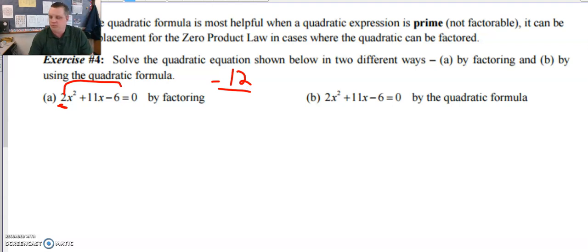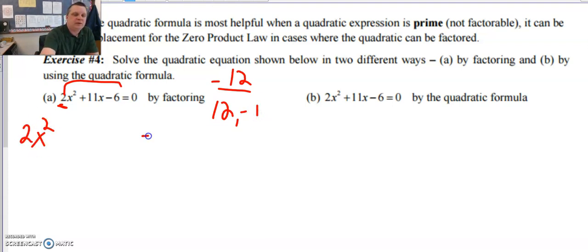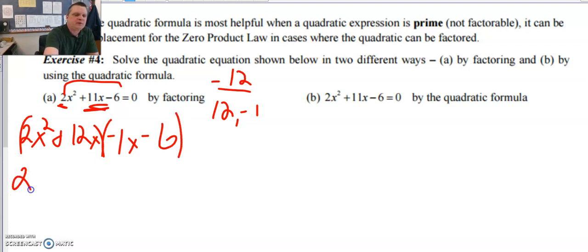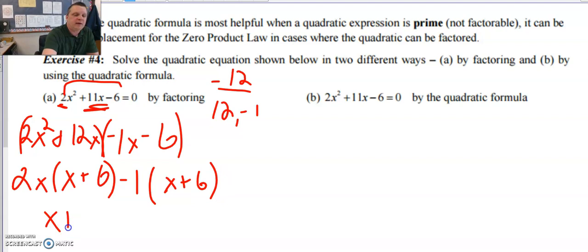Sometimes people are getting in trouble because they're not showing all the steps. You miss a step, chances are you're going to get something wrong. Negative 12. So how do I get an 11 from negative 12? 12 times negative 1. So what happens is, remember, the 2x squared comes down, the negative 6 comes down. Plus 12x minus 1x. Because that's how I get this, 11x. Group the first two, group the second two. Take out a 2x, x plus 6, take out a negative 1, x plus 6. Then I have x plus 6, 2x minus 1.